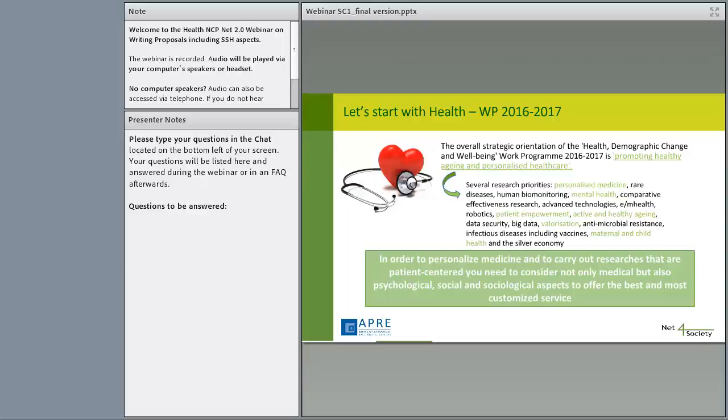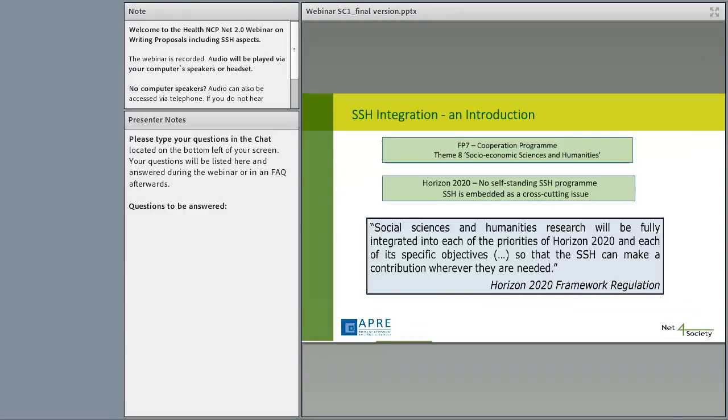And in order to personalize medicine, which is the aim of the work program 2016-2017 of societal challenge number 1, we need to consider not only medical but also psychological, social, and sociological aspects, to offer the best and most customized services to our clients, to our patients. So, this is an introduction starting from health, to let you understand that health is very close to society, health is very close to the socio-economic sciences and humanities.